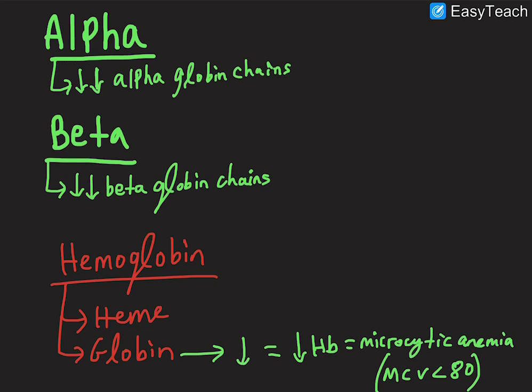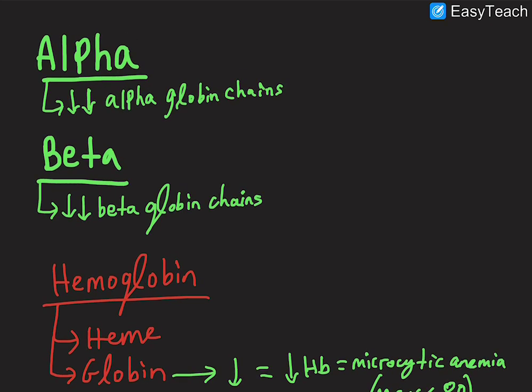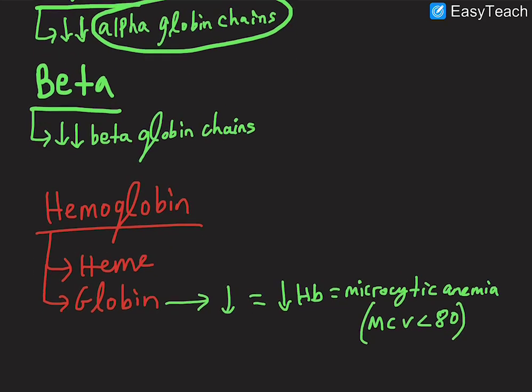If we just talk about the basics, alpha thalassemia is a deletion of one of your alpha globin chains, or two, or three, or four. When we talk about beta thalassemia in the next video, we'll find out that due to a mutation, there are decreased beta globin chains. If you have decreased beta globin chains due to a mutation, for example, that can lead to beta thalassemia.